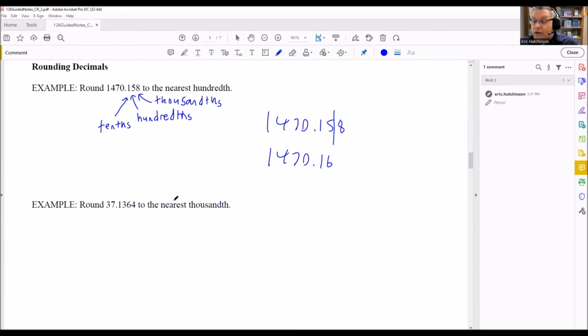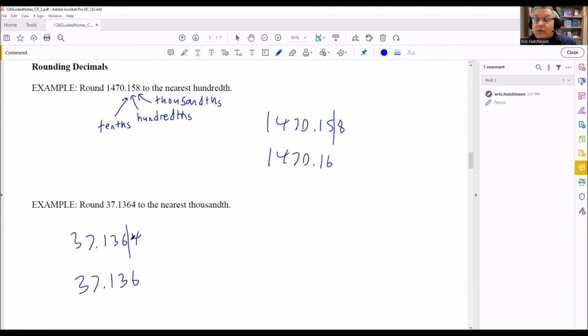This one says we want to round to the nearest thousandth position. The thousandth position is the third decimal that you see. So after the third decimal, I'm going to draw a bar, and I want to look at the number to the right of the bar. This time it is a 4. At this point, you're not going to round up. You're just going to drop that decimal off and leave it as a 6.